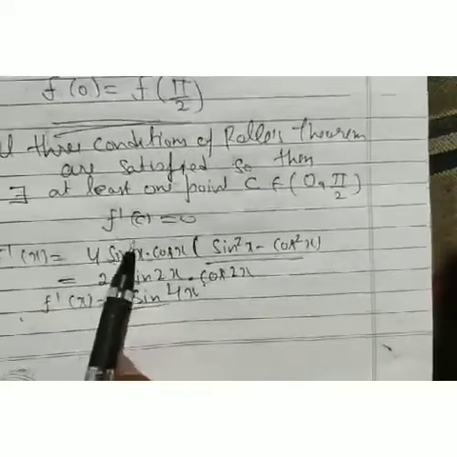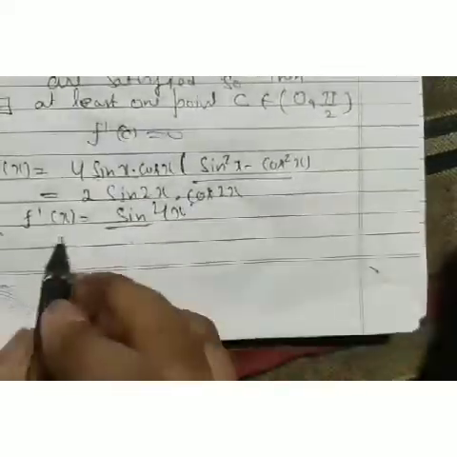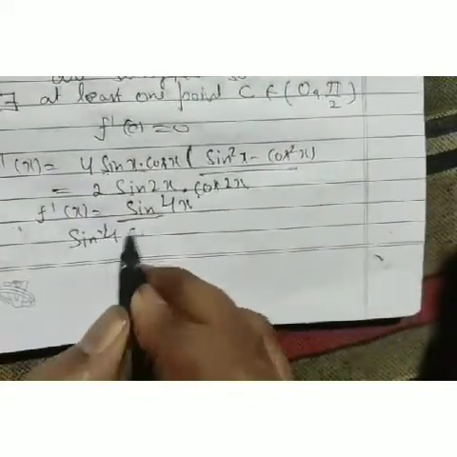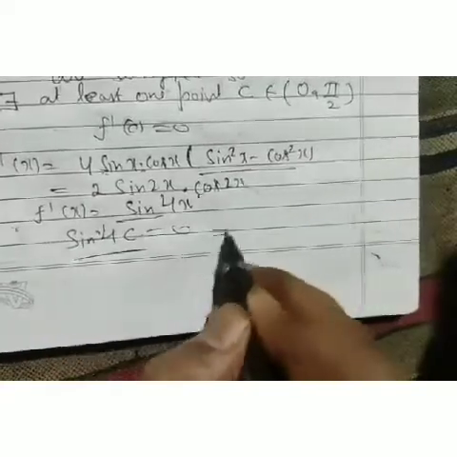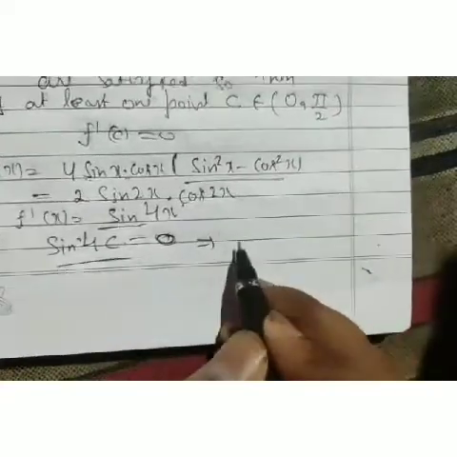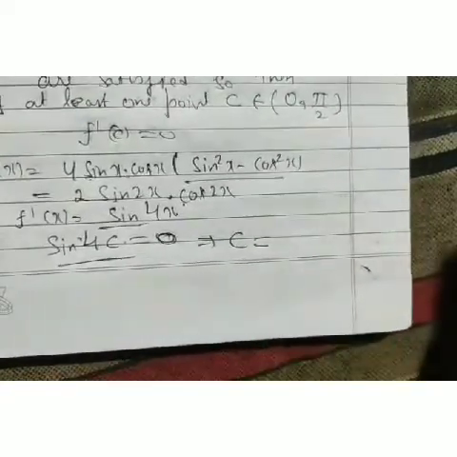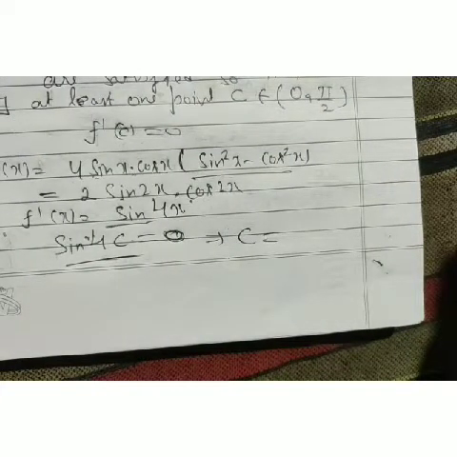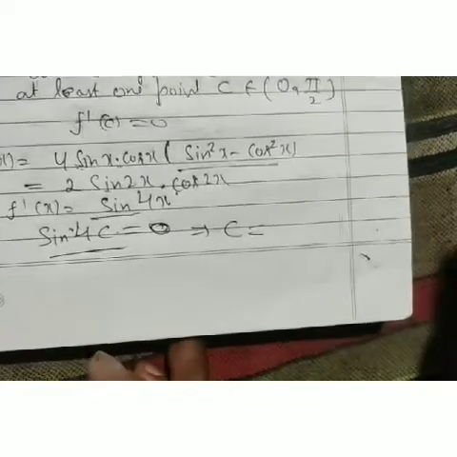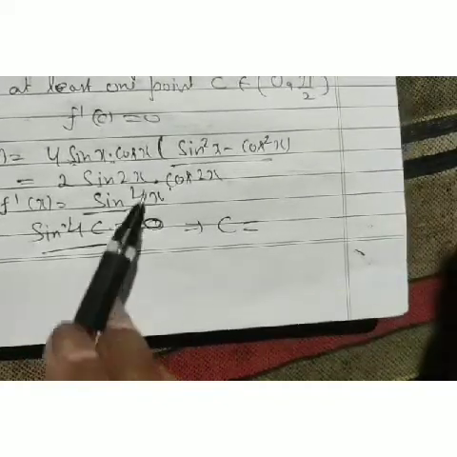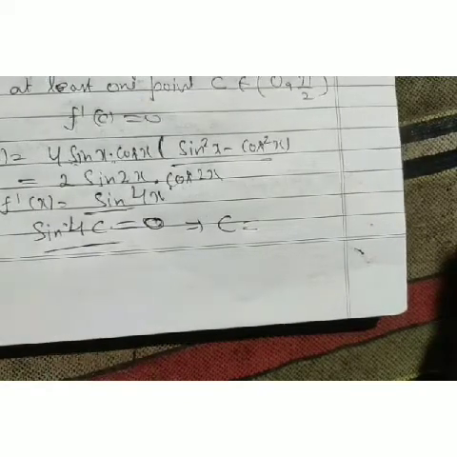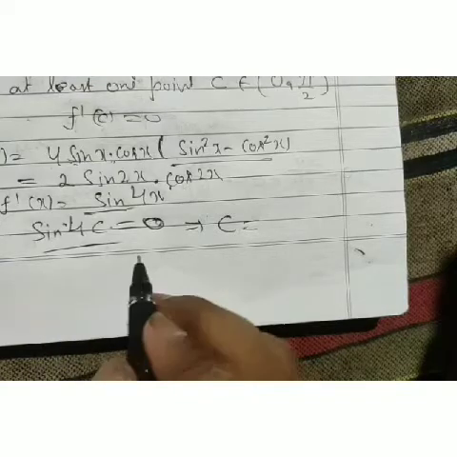Now we are going to find f'(c) = 0. Then we have sin 4c = 0. If sin 4c = 0, then what is the value of c? How do we get the value of c? All of you are reading class 11. When sin of an angle is 0, what do we get? Then 4c is what?